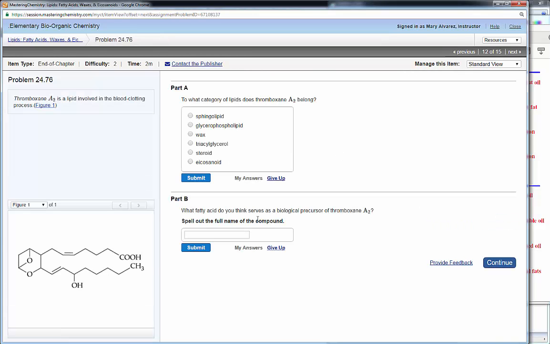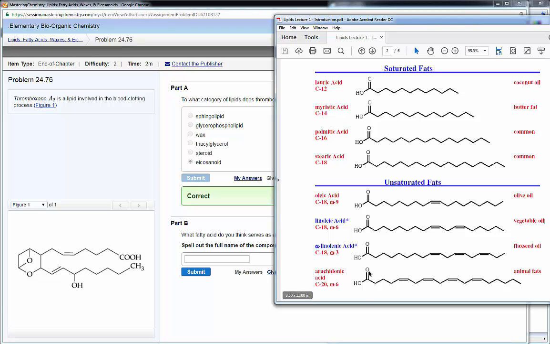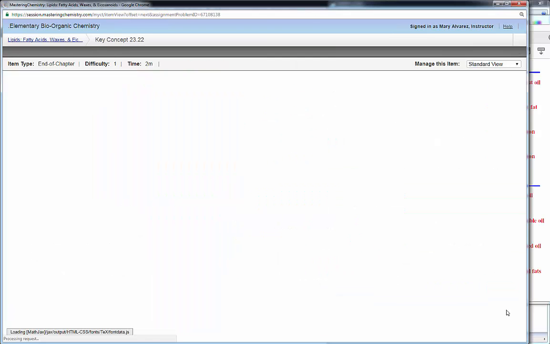All right, now we're looking at eicosanoids, and eicosanoids are local hormones. Here's one example, thromboxane. It is an eicosanoid. What fatty acid do you think serves as the biological precursor? Well, if you start here, this is your fatty acid, and here's your carboxylic acid. We have 1, 2, 3, 4, 5, 6, 7, 8, 9, 10, 11, 12, 13, 14, 15, 16, 17, 18, 19, 20 carbon atoms, and 20 carbon atoms looks like it came from arachidonic acid.